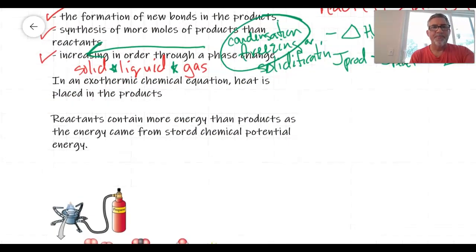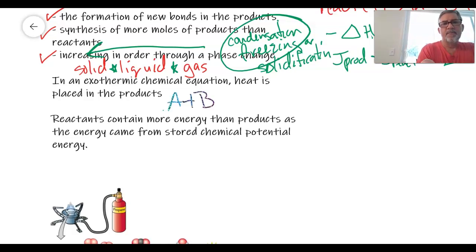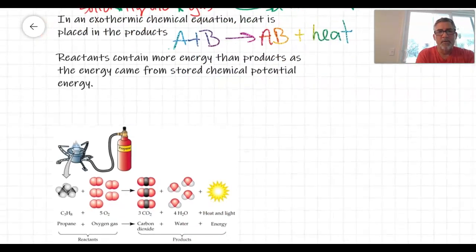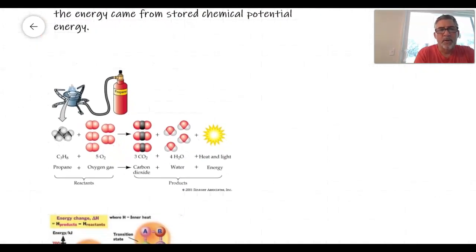So in an exothermic reaction, heat is placed in the product. So if we were going to write a generic equation, I could say A plus B, I get AB plus heat. Okay, so again, I'm forming bonds and I'm releasing heat. So reactants contain more energy than products, like I said there. All right.